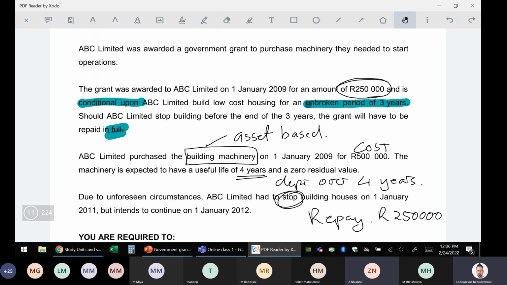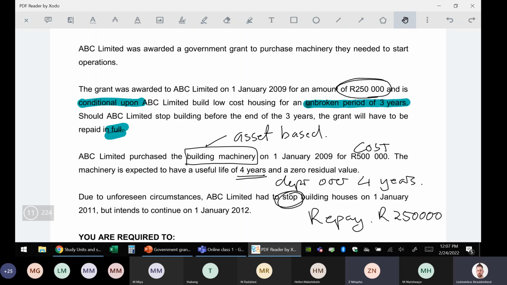So there are two methods. We're either going to show the grant related to the asset as deferred income. When we have to repay, this is the easier one to do. Or we have to say in number B, we have an asset. The grant is asset-based. We reduce the cost of the asset with the grant. That means depreciation is less. And then after 2 years, we have to repay. So if we have to repay the grant and we previously deducted the grant from the cost of the asset, then we have to now increase the value of the asset again.